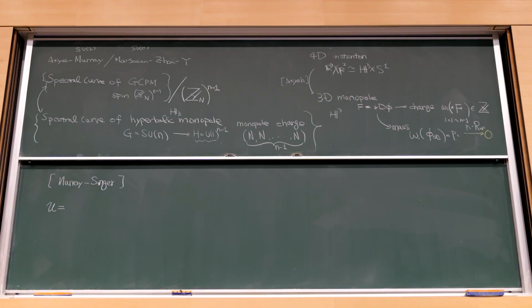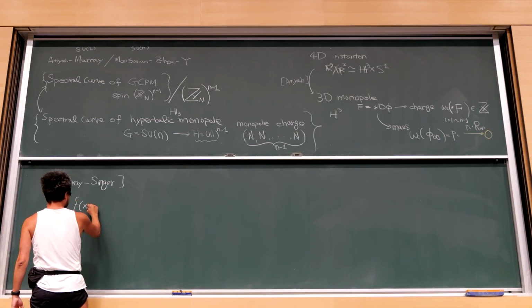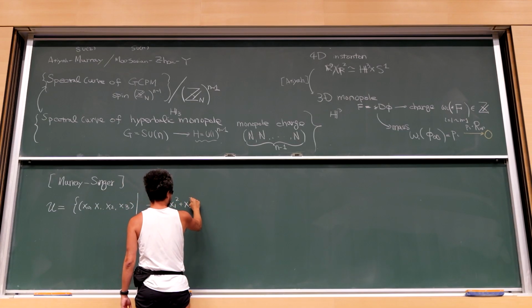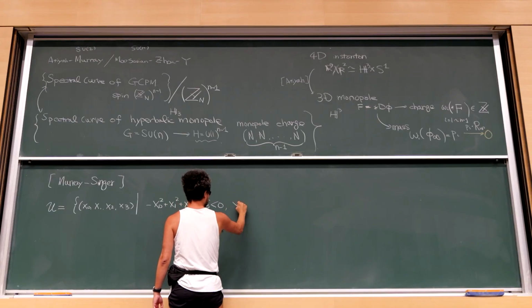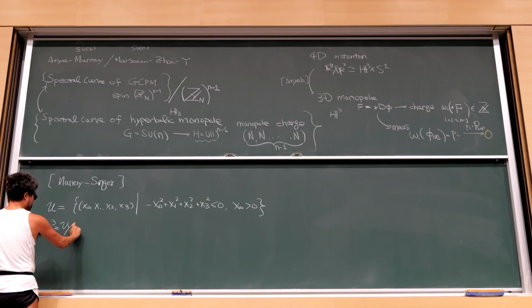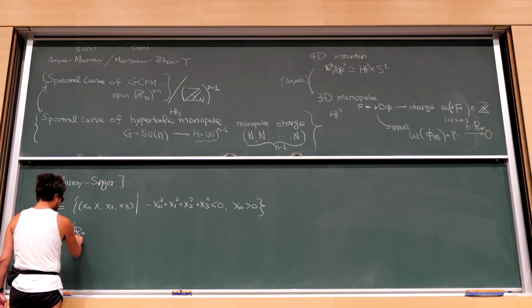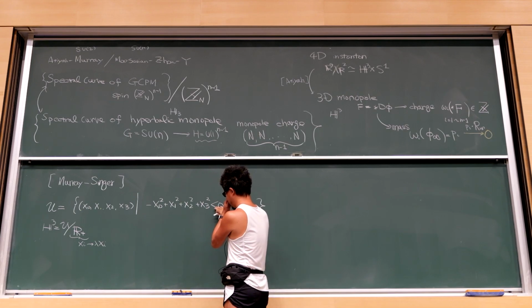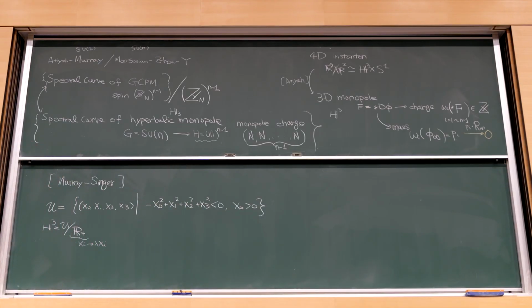So this is a set of points x0, x1 to x3. Here I take a future light cone, with x0 positive. So this is the future null light cone, and that's the definition of U. That's a future pointing light cone. And the reason this is relevant is that H3 is U divided by R plus. This R plus acts by multiplying all the entries by the same number. And then you can set the norm, which is negative, to -1, for example, and that gives H3.